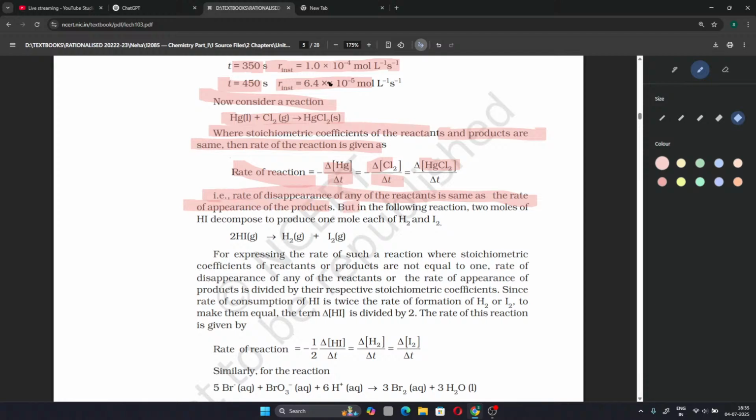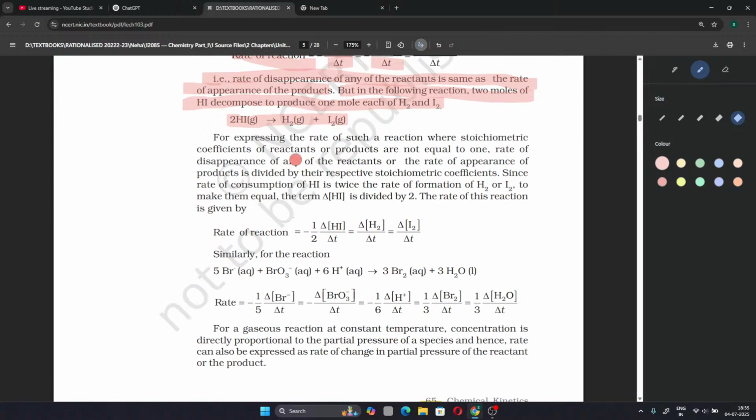That is, the rate of disappearance of any substance of the reaction is the same as the rate of appearance of the products. But in the following reaction, 2 moles of HI decompose to produce 1 mole each of H2 and I2. Basically, hydrogen iodide is decomposing to hydrogen gas and iodine. For expressing the rate of such a reaction where stoichiometric coefficients of reactants or products are not equal to 1, the rate of disappearance of any one of the reactants and the rate of appearance of a product is divided by the respective stoichiometric coefficients.